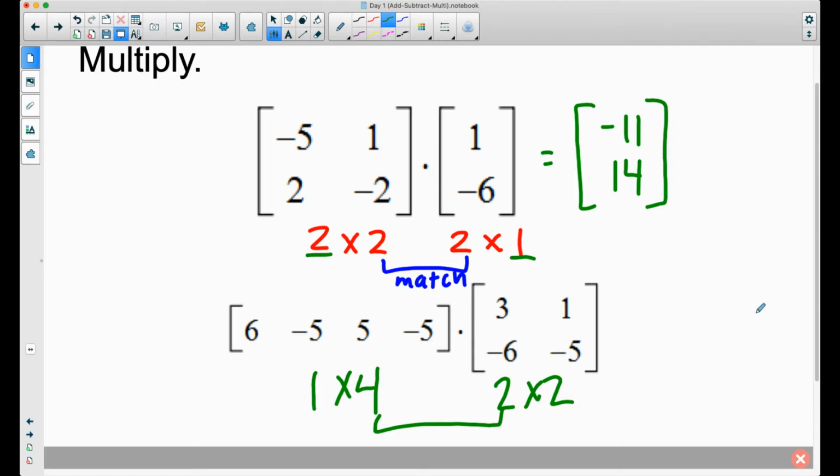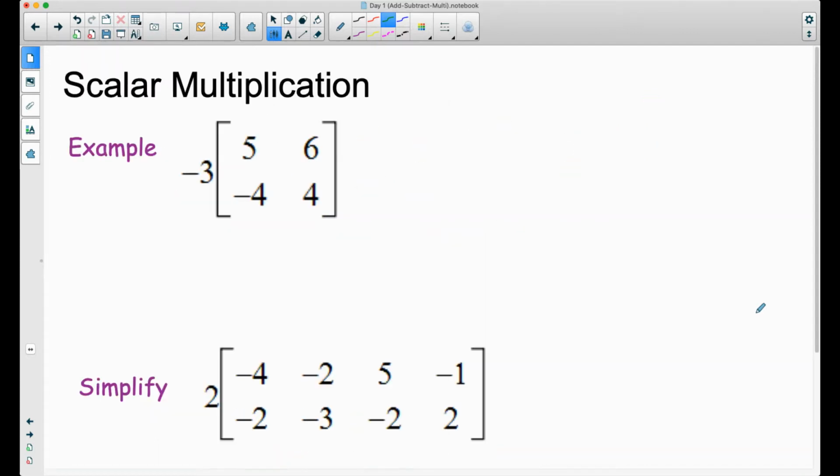But we're going to do our own version of division Thursday. All right. Scalar multiplication. It's as easy as it looks.